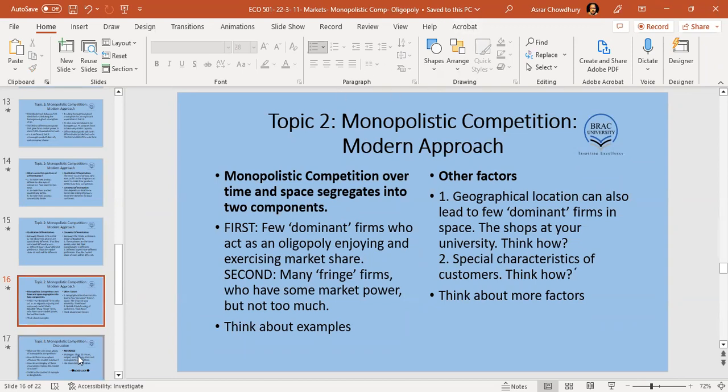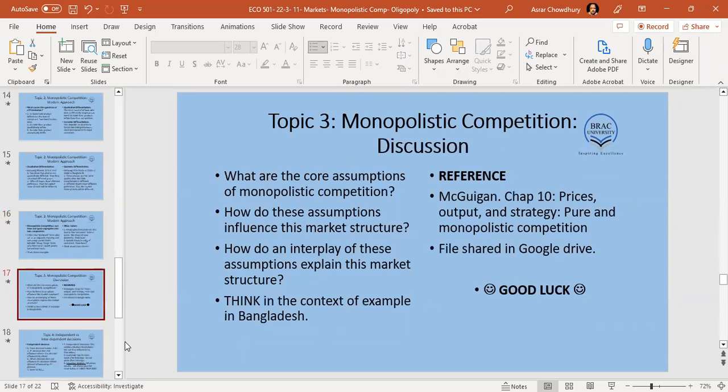Okay. এখন এই জিনিসটা আমাদের দরকার। এই যে now I'm just going to read these. This is how the problem might appear in a class test or in your final. So what are the core assumptions of monopolistic competition? There is only one core assumption, that is what? Differentiated goods. So what are the different dimensions of the differentiated goods? How do other factors interplay in shaping this market? Then you can think in the context of an example from Bangladesh. ঠিক আছে?